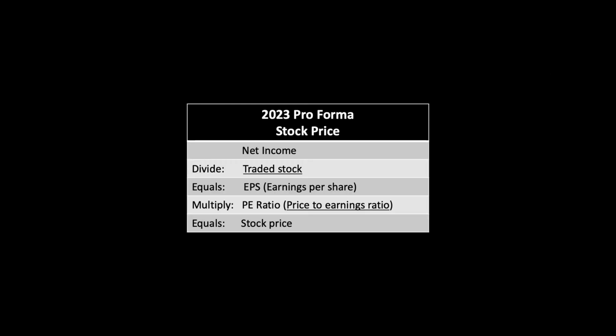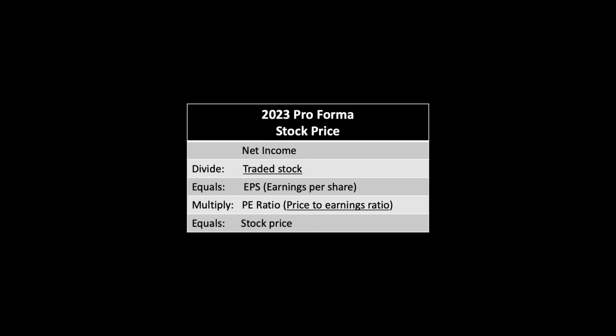Here's a simple, generally accepted model for using net income to estimate a stock price. First, we start with net income. Second, we then divide the net income by the number of estimated outstanding shares to arrive at an estimated earnings per share. Third, we then multiply the earnings per share by a price to earnings ratio or valuation multiple to estimate the company's stock price.